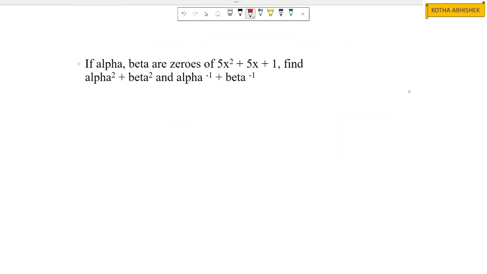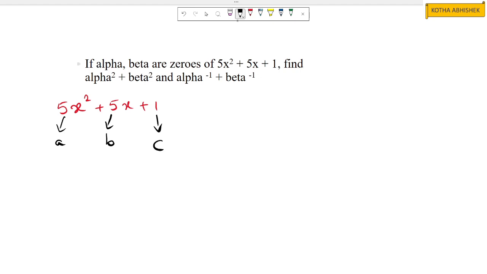The question from polynomials. If alpha, beta are zeros of 5x square plus 5x plus 1, then find the value of alpha square plus beta square and alpha power minus 1 plus beta power minus 1. Let us observe the given polynomial clearly. The polynomial is 5x square plus 5x plus 1. Here x square coefficient is a, so a value is 5. X coefficient is b, that is b value is 5, and the constant is c.